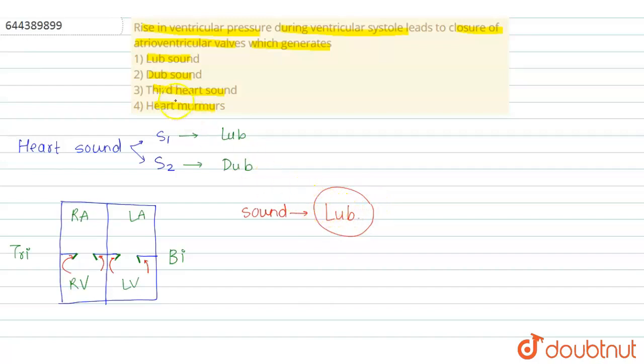So our question was, rise in ventricular pressure during ventricular systole leads to closure of the atrioventricular valves, that is the bicuspid and the tricuspid valves, which generates a sound, and this sound is the first heart sound, and you know that the first heart sound is heard as lub sound. So the correct answer to this question is lub sound, that is option number 1. I hope I have answered your doubt.